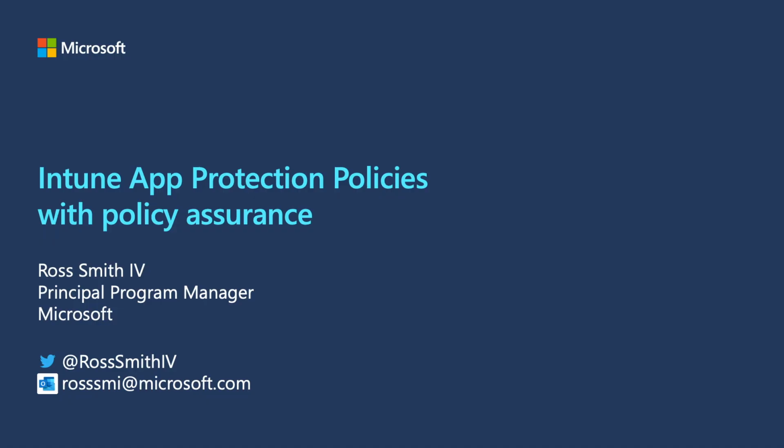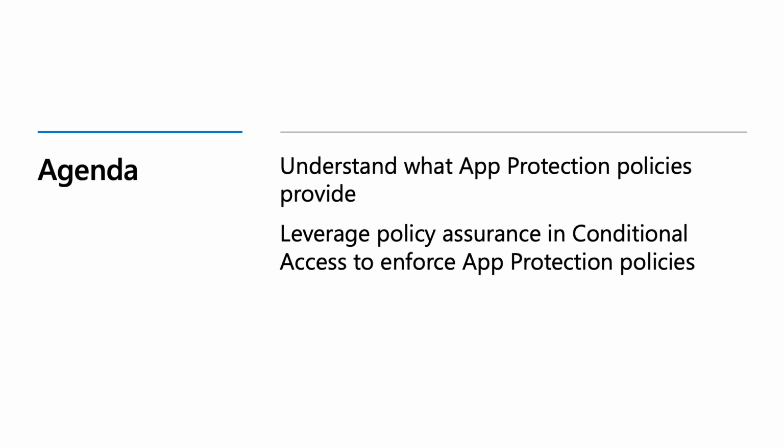And today we're going to talk about Intune App Protection Policies with Policy Assurance. Now you may be wondering, what is Policy Assurance? In this case, Policy Assurance means successful delivery of an app protection policy to the mobile app prior to the user obtaining an access token.